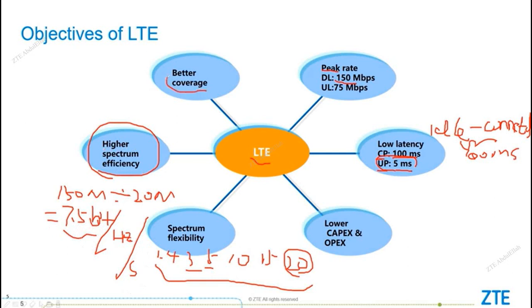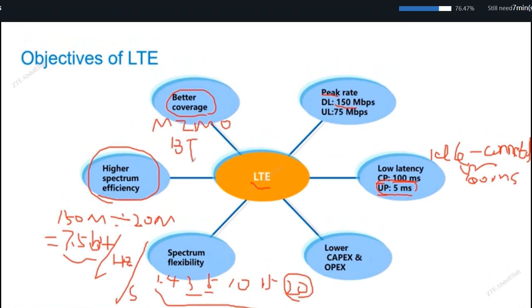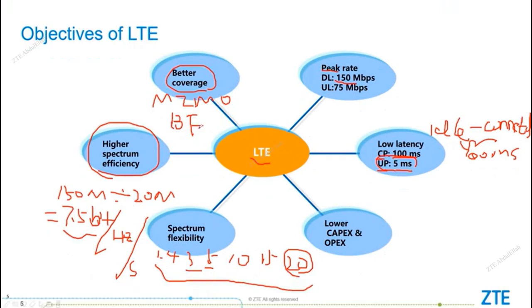Okay, the last is better coverage. Why? Because in LTE we have some new technology. For example, MIMO technology, right? MIMO is a multiple input and multiple output technology. And also we have beamforming technology. Okay, BF, beamforming technology. Those technologies can also improve the coverage.